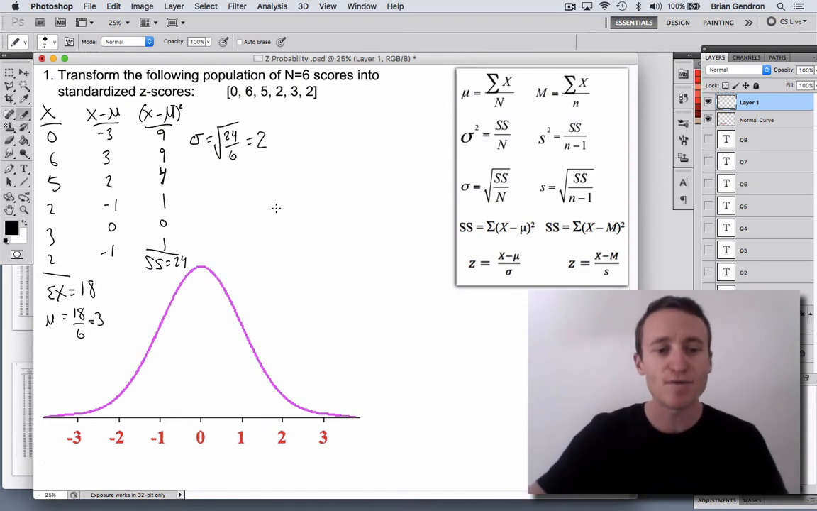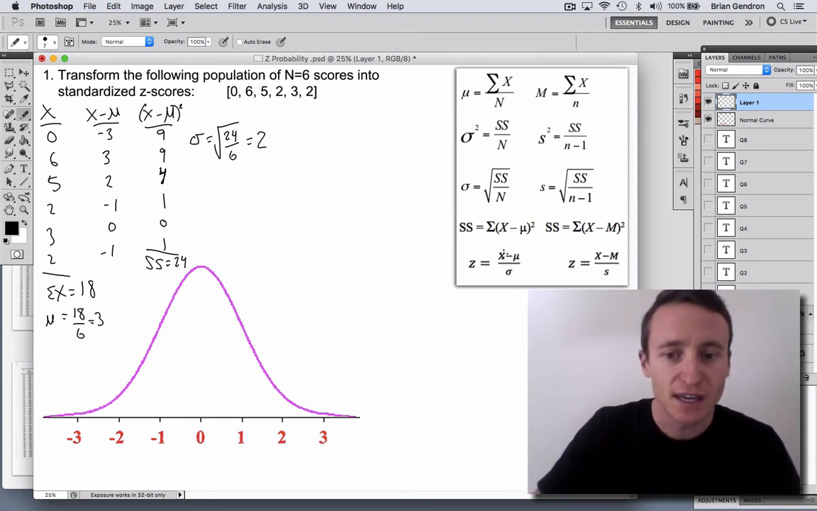All right, so we have what we need now. We have all of the individual x values. Those were given to us. And we just calculated the mean and the standard deviation. So now we can transform each of those scores into a z-score. So we have to do it 6 times.